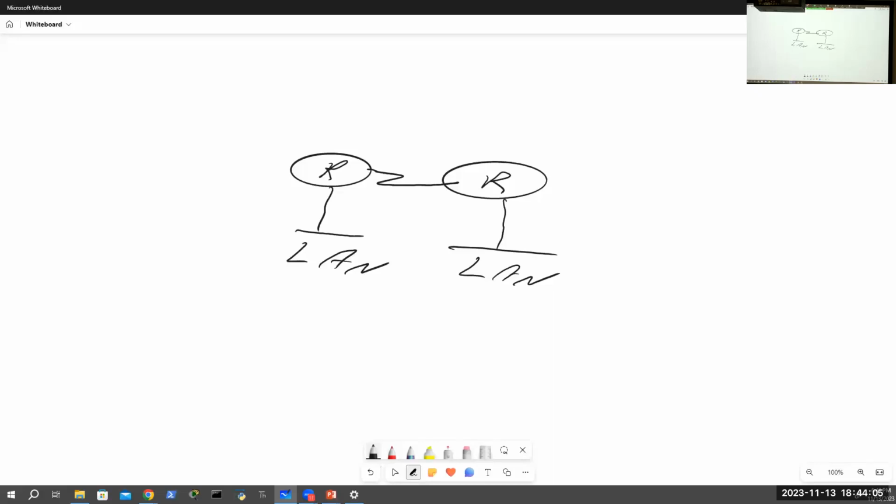But what about this network? How many addresses do I need for that network? 2. Just 2, 1 for each router interface. So that's where you're going to find a /30. And so typically, on the public internet, router to router connections are going to use /30s.